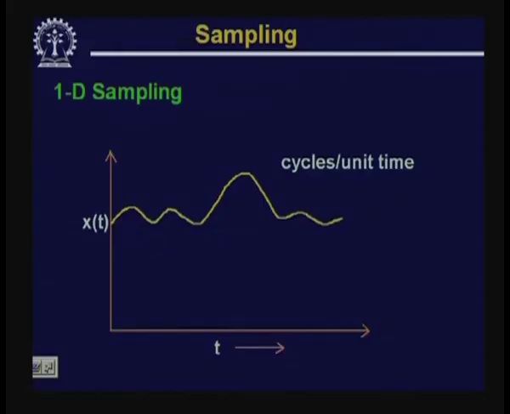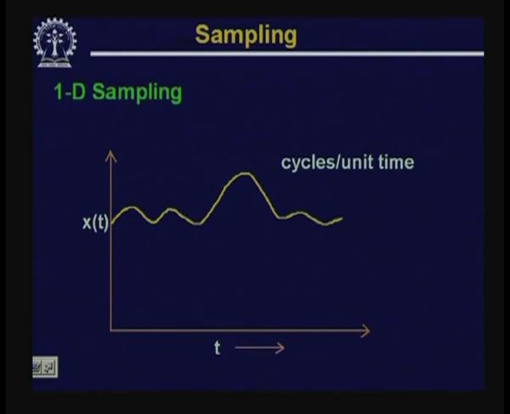Now, let us come to the first step of the digitization process, that is sampling. To understand sampling, before going to the two-dimensional image, let us take an example from one dimension. Let us assume that we have a one-dimensional signal x(t), which is a function of t. Here we assume this t to be time. And you know that whenever some signal is represented as a function of time, the frequency content of the signal is represented in hertz, and hertz means cycles per unit time.